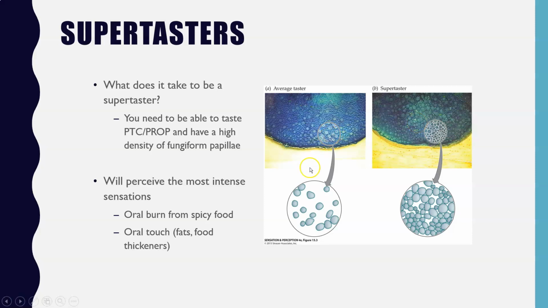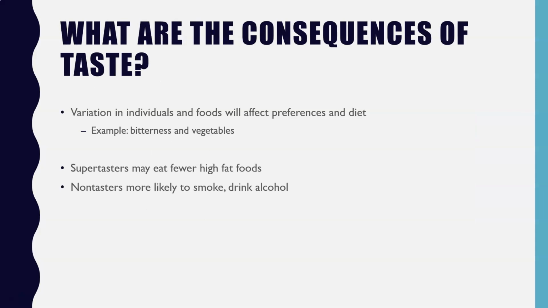So super tasters will perceive the most intense sensations. In addition to super tasting those bitter tastes, they will perceive greater oral burn from spicy food. They will also experience oral touch like fats and food thickeners. So they'll be super duper sensitive to certain types of food textures in a way that an average taster or a non-taster might not. So what are the consequences of taste?